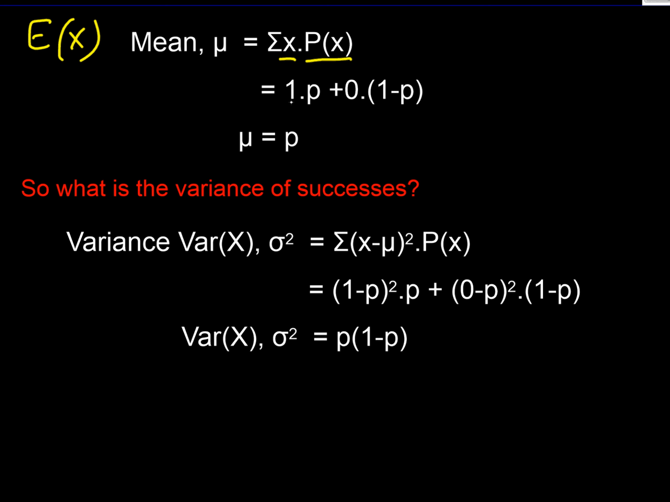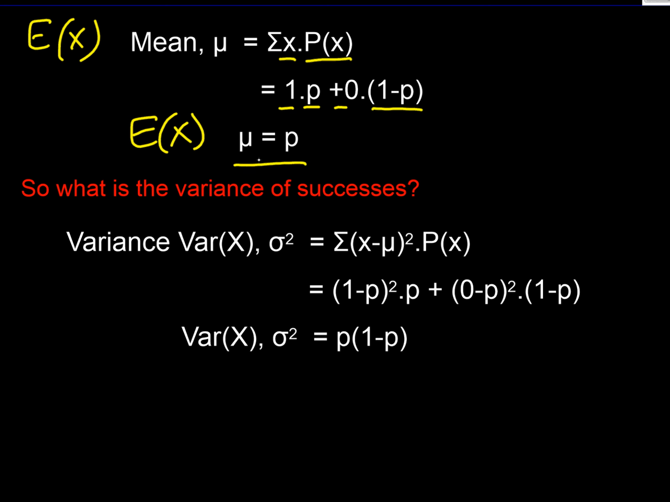So in this case, we've only got 2 outcomes. We can have 1 success, which has a probability of P, or we can have 0 successes, which has a probability of 1 minus P, which I think you can see means that when we simplify, the mean number of successes we'd expect is P.